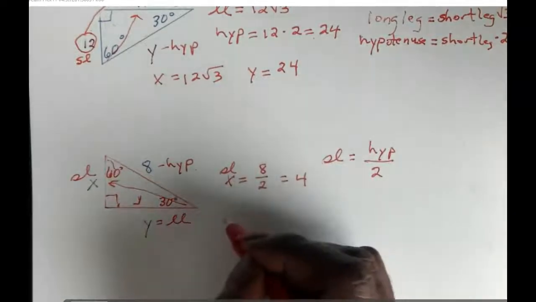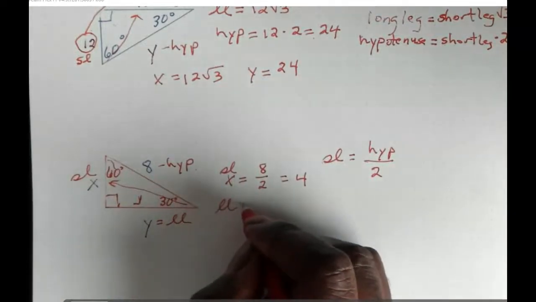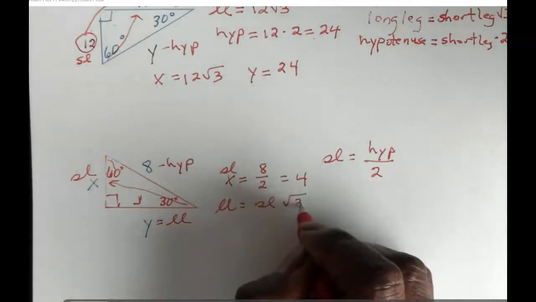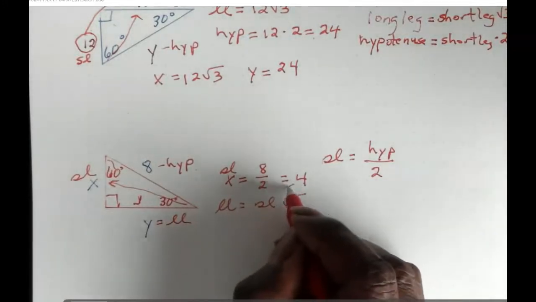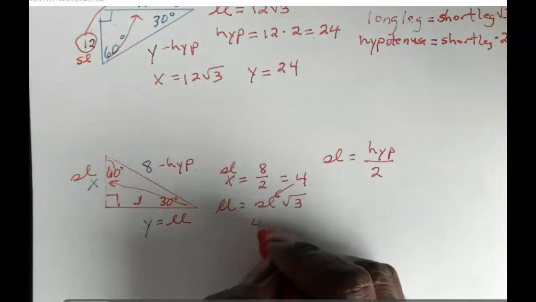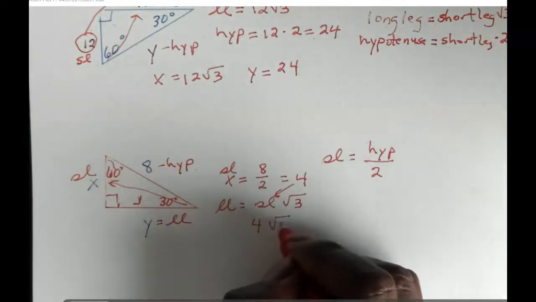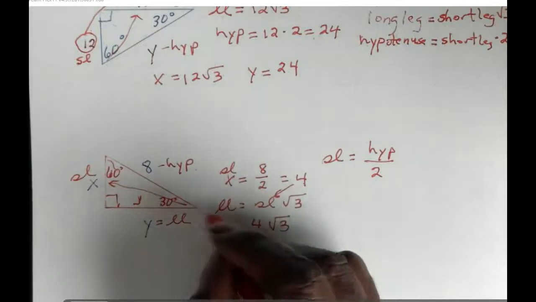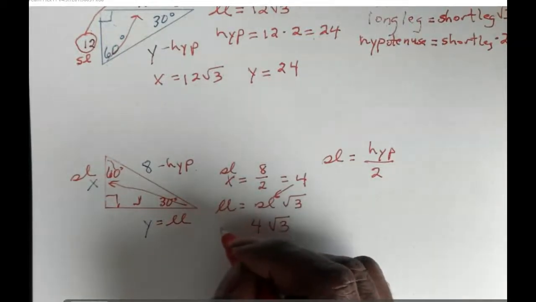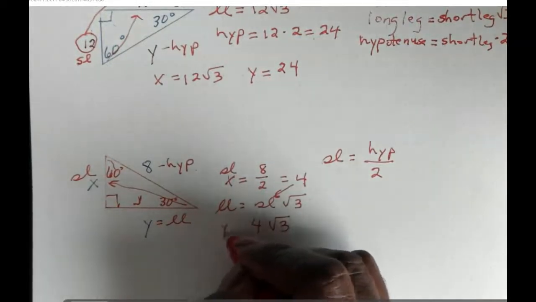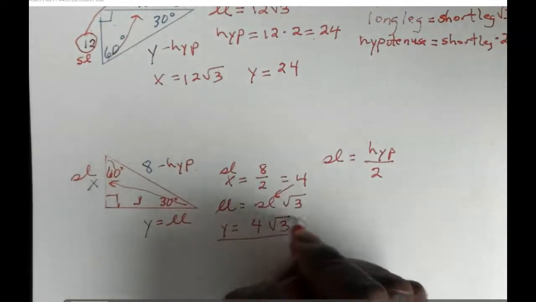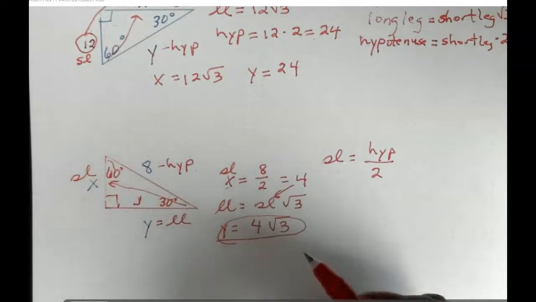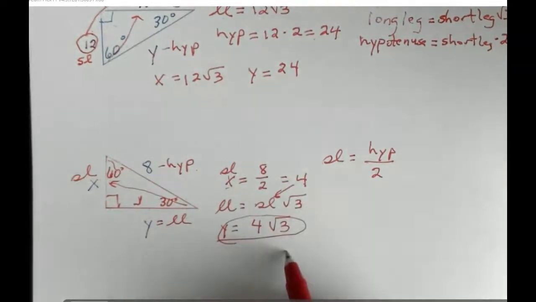And then once you find the short leg, then remember that the long leg is equal to the short leg times the square root of 3. And remember that our short leg is 4. And then we just multiply times the square root of 3. Okay, so that's how we get our long leg. And the long leg is our y value. Okay, so x is equal to 4, which is our short leg, and our long leg is 4 square roots of 3.